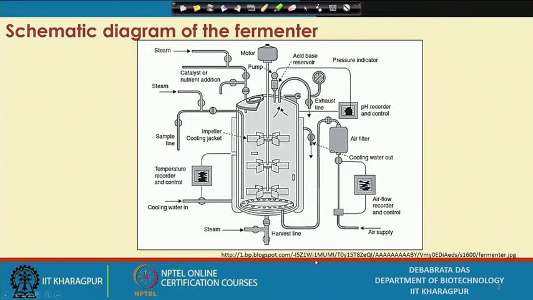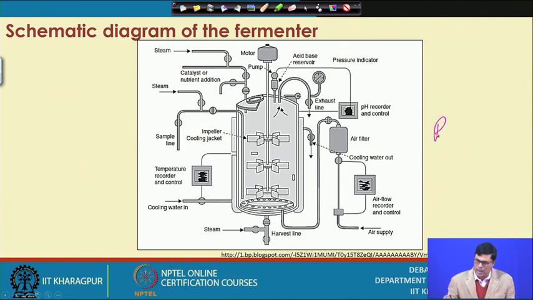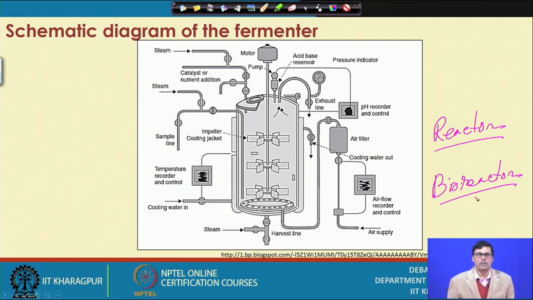First, let me start with the schematic diagram of the fermenter. I told you there are two types of things, that we have reactor. How do you define a reactor? A reactor is a vessel in which the reaction takes place. Now, in the biochemical industry we have the bioreactor. What is a bioreactor? It is also the same thing: a vessel in which the reaction takes place with the help of some biomolecules. That is why we call it a bioreactor.